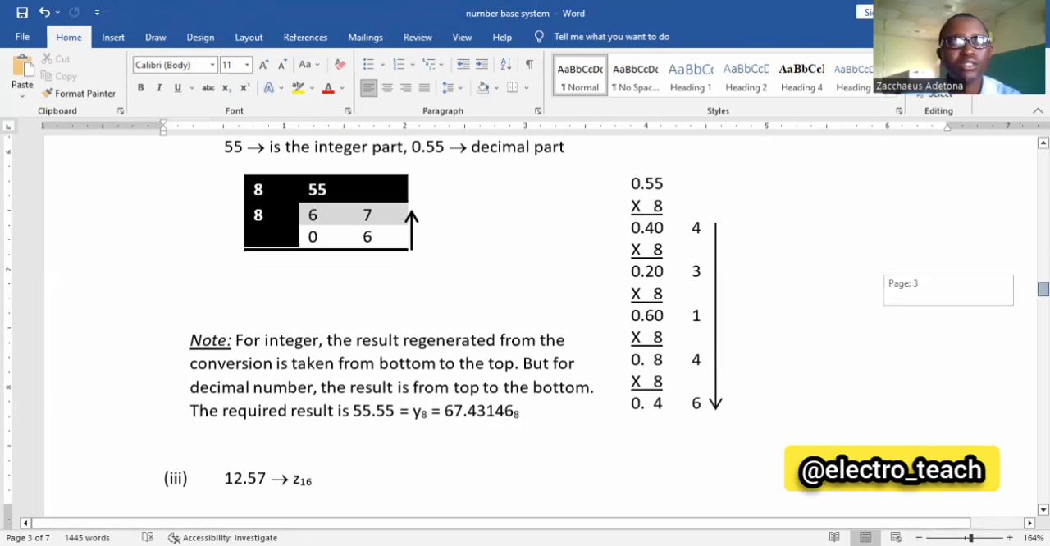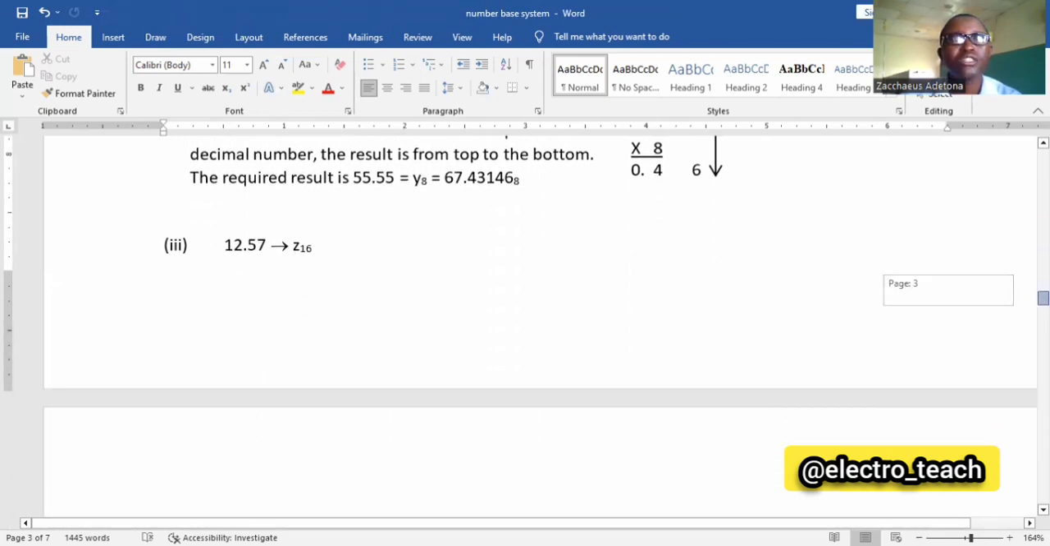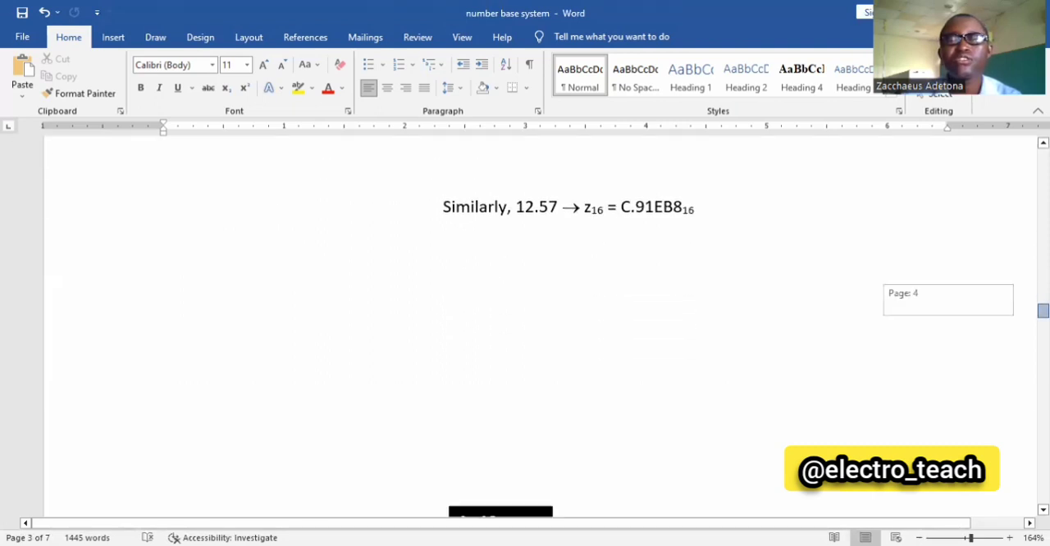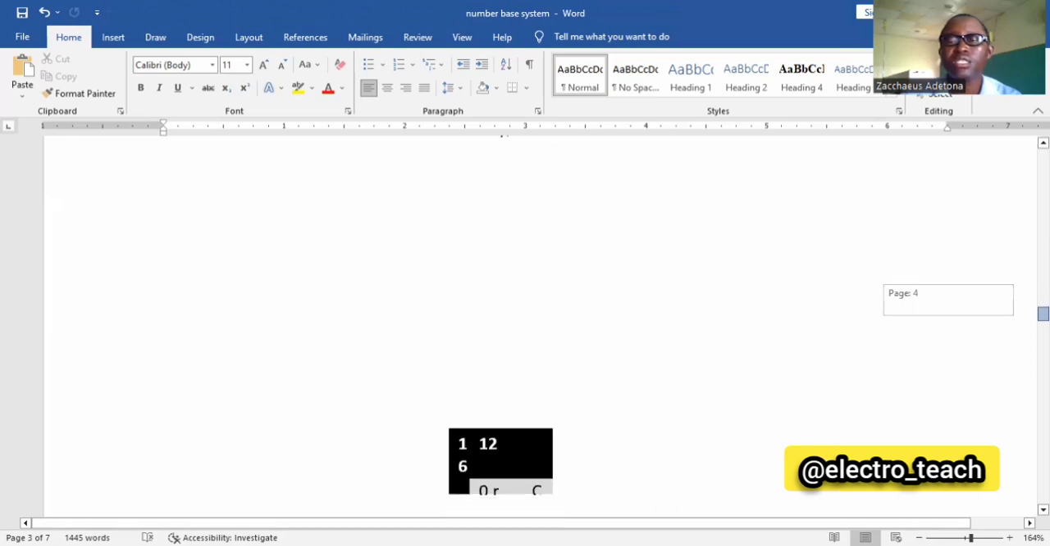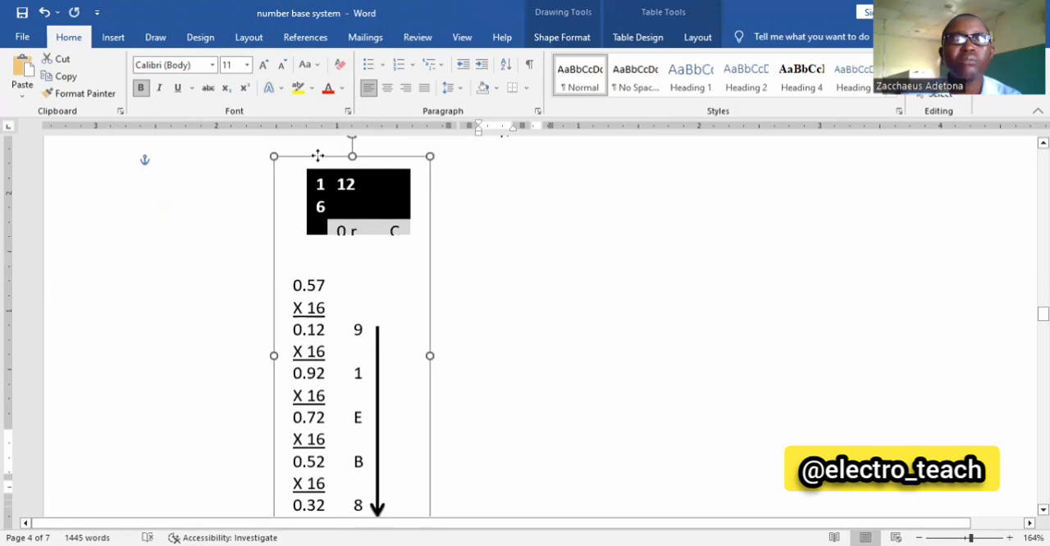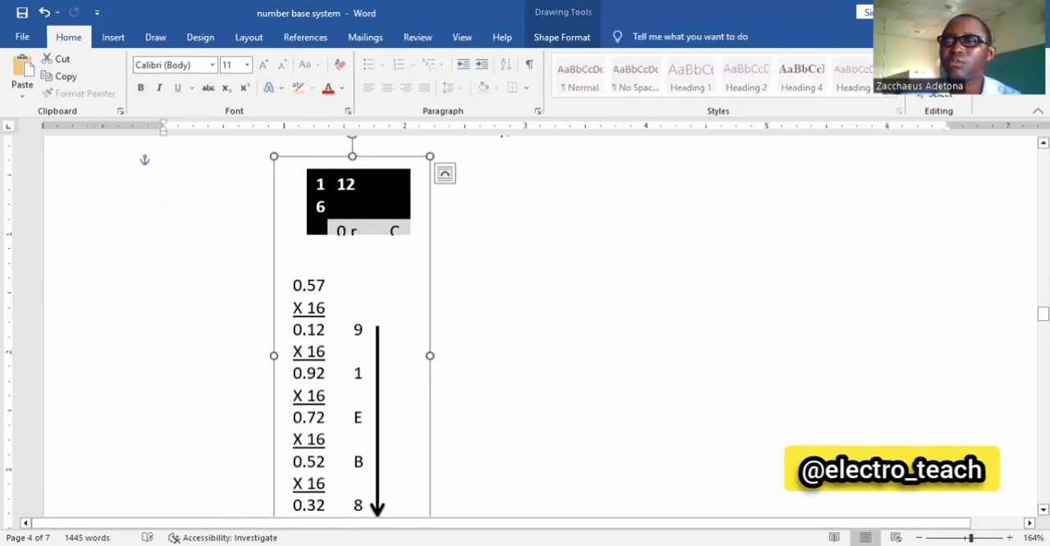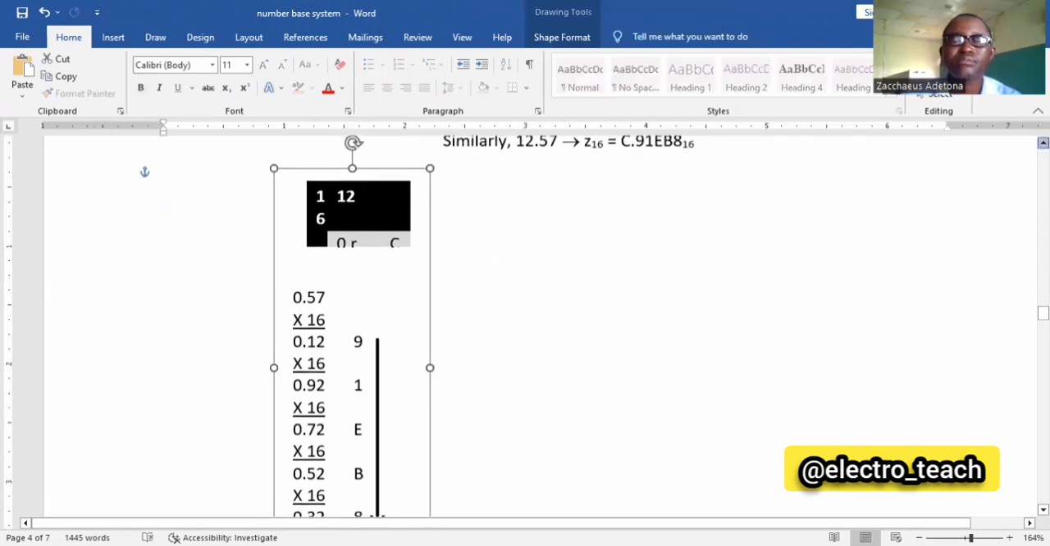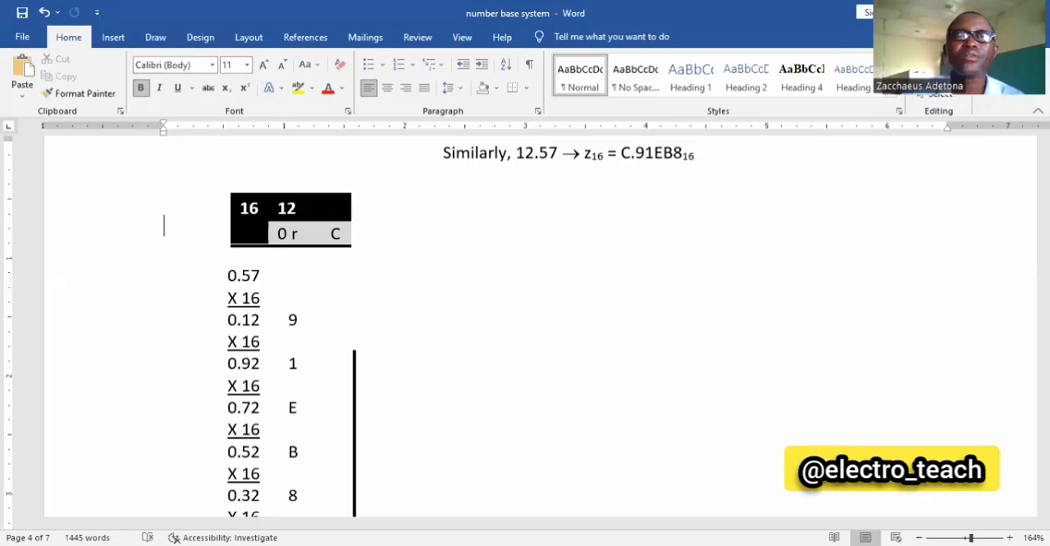Now we move on and do conversion of 12.57 to base 16, that is base 10 to base 16. We carry it out in a similar manner. The whole number part and the decimal will be handled separately. So we are going from base 10 to base 16.